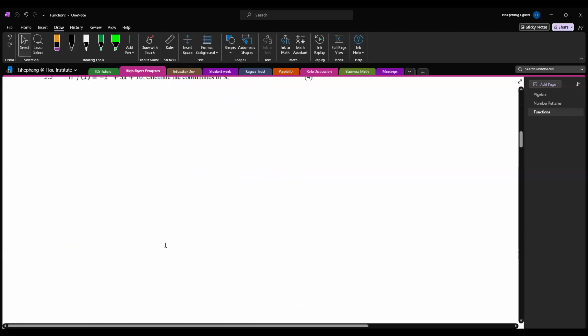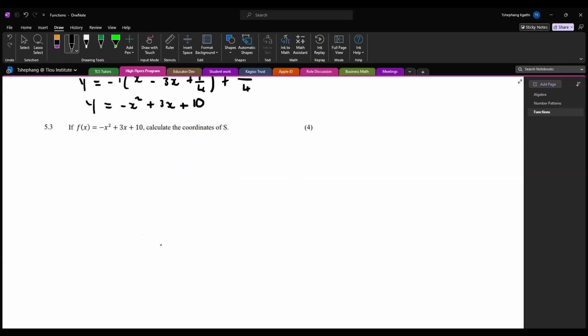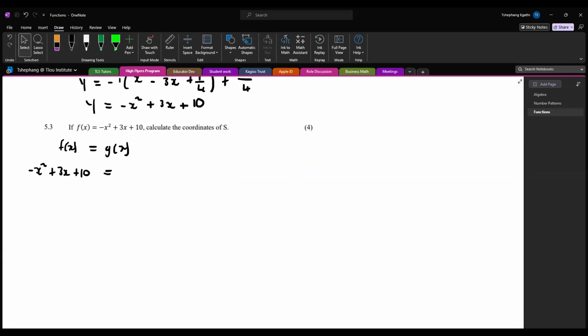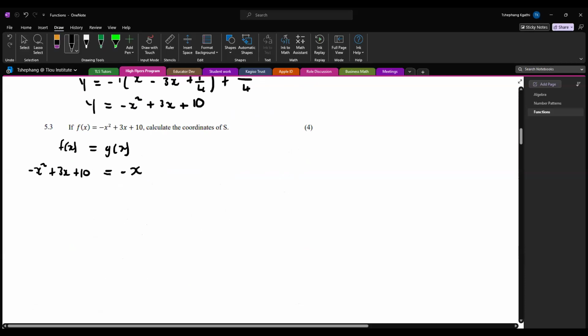Now, let's just equate those. So I can say f of x is equal to g of x. Then my f of x is minus x squared plus 3x plus 10. Then what was my g of x? My g of x was minus x plus 5. Okay, now it's just a matter of solving this.